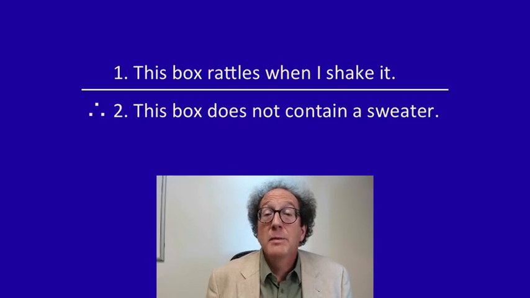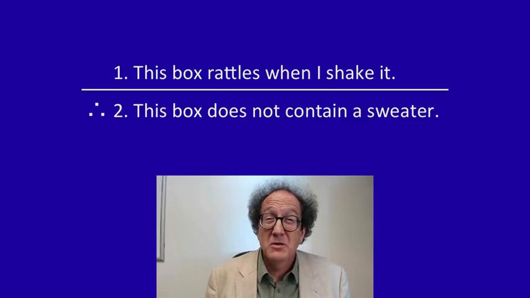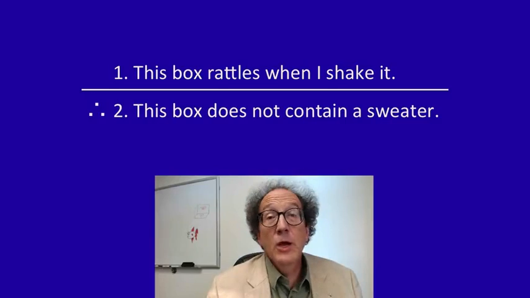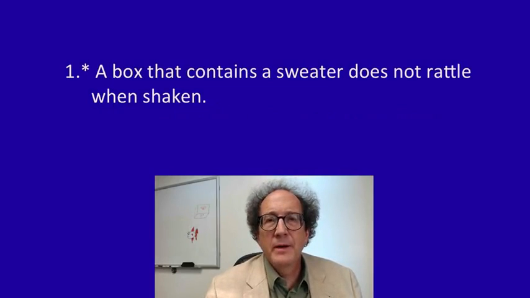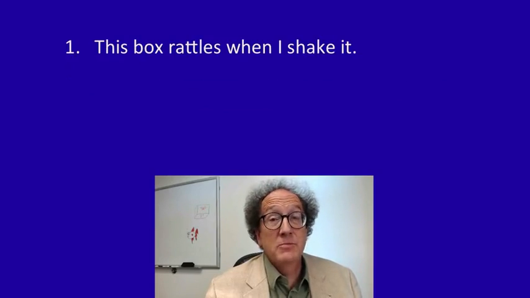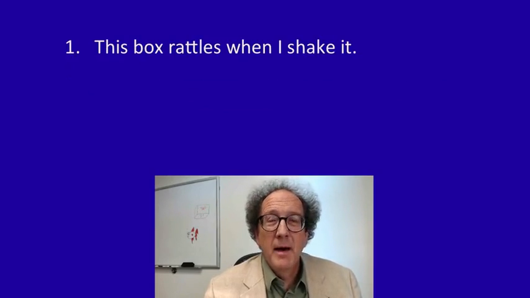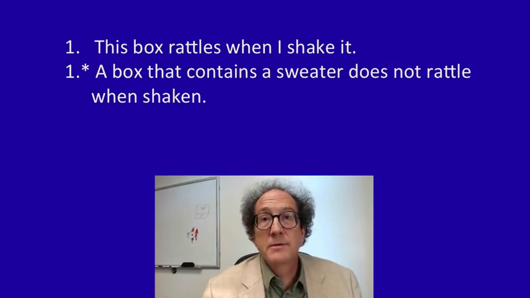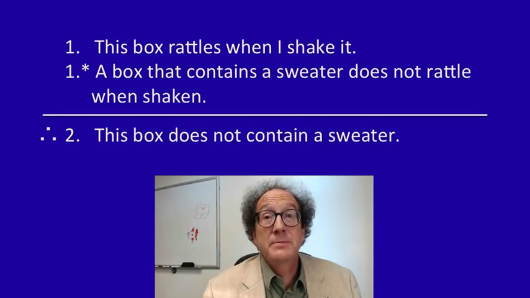Well, how can we make the argument valid? The question here is, can we add a suppressed premise that'll turn this invalid argument into a valid argument? Here's one that'll do the trick: a box that contains a sweater doesn't rattle when shaken. Now the argument looks like this. This box rattles when I shake it. A box that contains a sweater doesn't rattle when shaken, so this box doesn't contain a sweater.